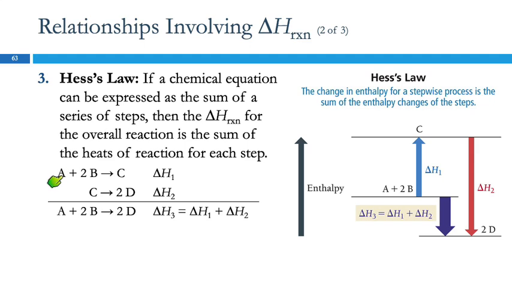So here I've got A reacting with 2B to make C, and that has some energy change. And then that C is going to go on and react to form 2 D's. That's going to have another energy change. When I add these two chemical equations together, the C's cancel out, right? And I get A plus 2B going to 2D. This is the starting point, and this is the ending point. This was in the middle, right?